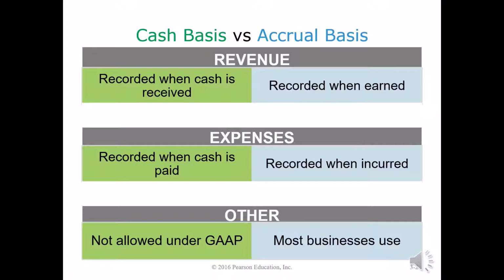The accrual basis of accounting provides a better picture of a business's revenues and expenses. It records revenue only when it has been earned and expenses only when they have been incurred. Under accrual basis accounting, it is irrelevant when cash is received or paid. Accrual basis accounting is required by generally accepted accounting principles. That's GAAP. Cash basis accounting is not allowed under GAAP.